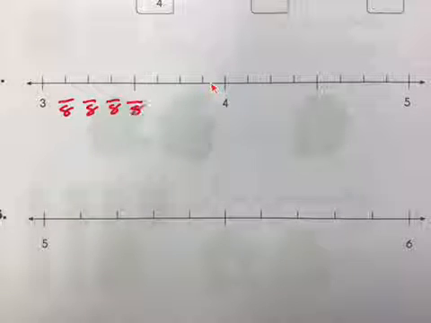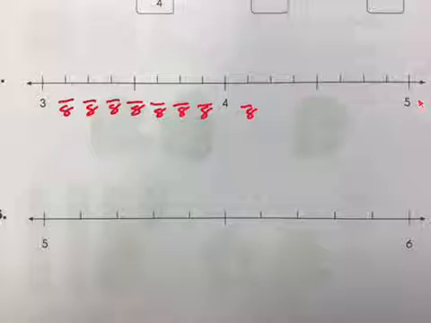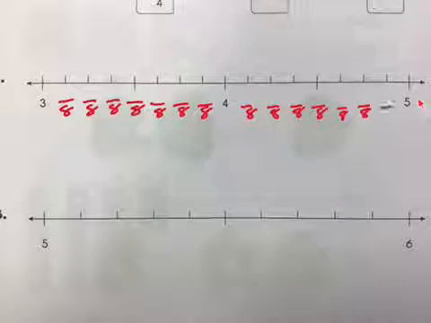So the first step is figuring out how many equal parts the number line is divided into between 3 and 4. So remember, I put my finger in the middle of the space and I count up. So it'd be 1, 2, 3, 4, 5, 6, 7, 8. So this number line is divided into 8 equal parts between the two whole numbers. Same thing going from 4 to 5. Each of those lines on the number line is going to have a denominator of 8.